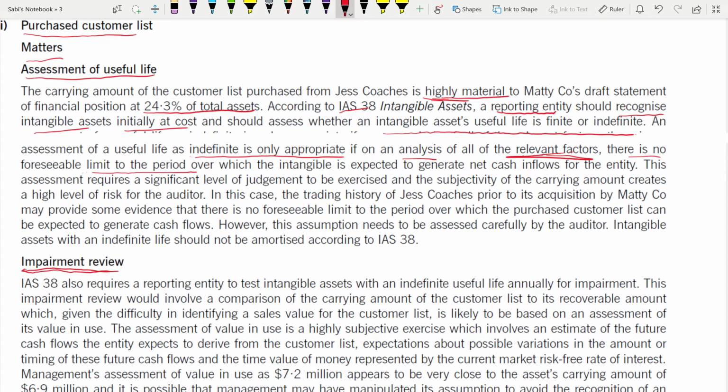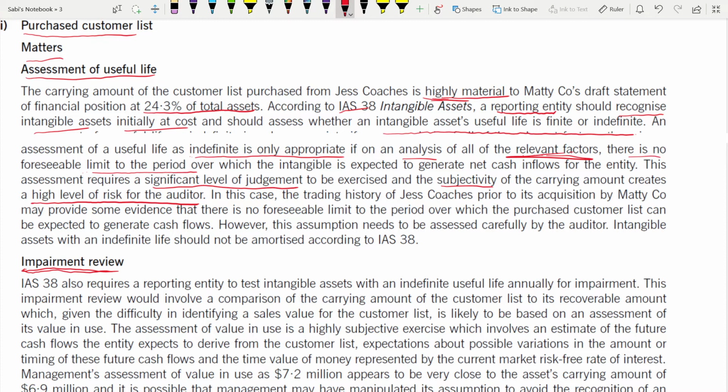And remember, this assessment is not easy because a significant level of judgment is required in this field. So your judgment only has to be exercised. And the subjectivity of the carrying amount creates, because it's subjective, anything of subjective nature in audit is high risk only. Because there's no evidence to prove it. How you got that amount, it is totally on your judgment only. So subjectivity of the carrying amount creates a high level of risk for the auditor.